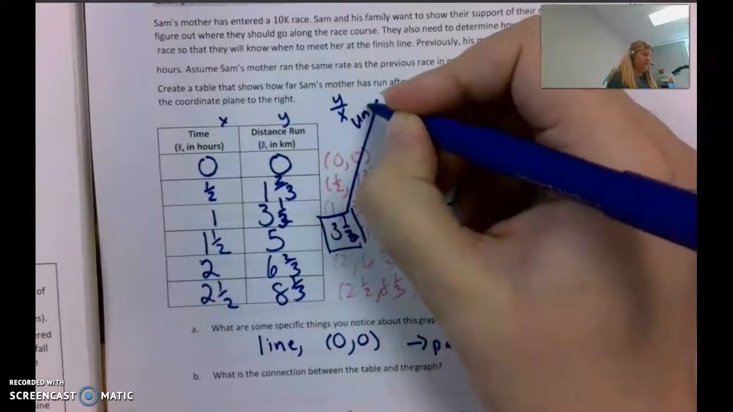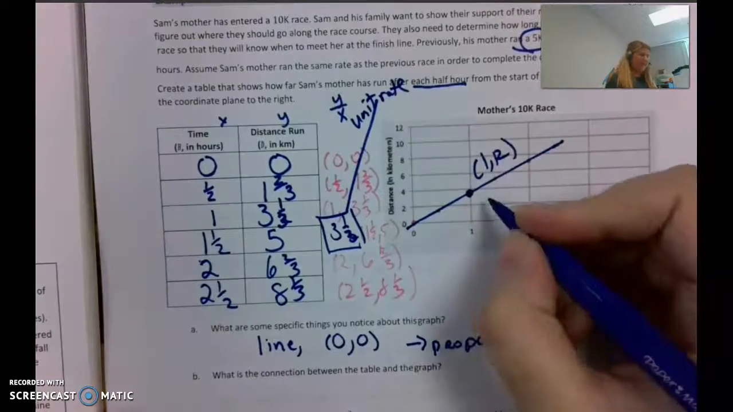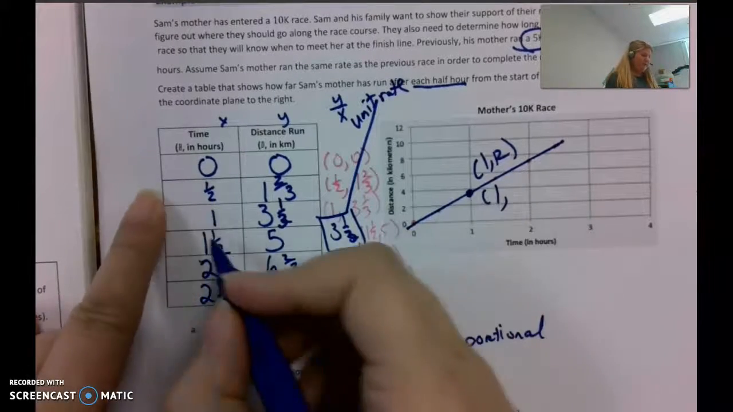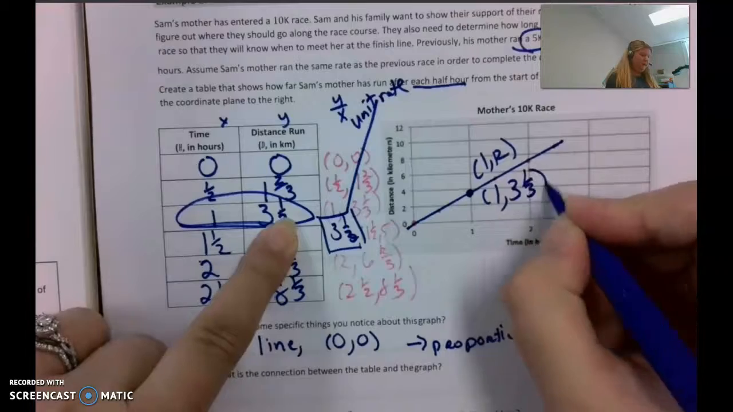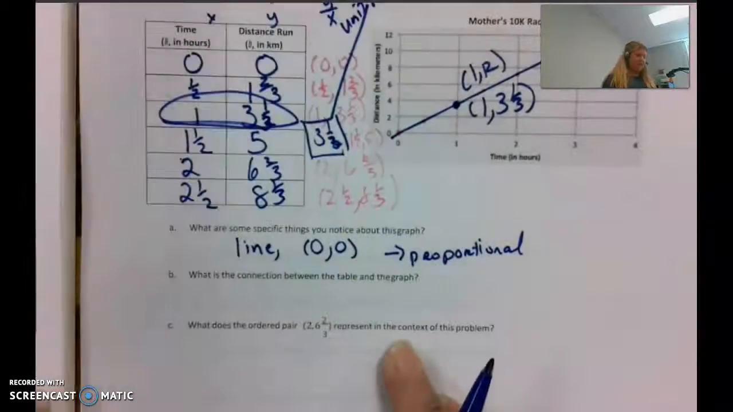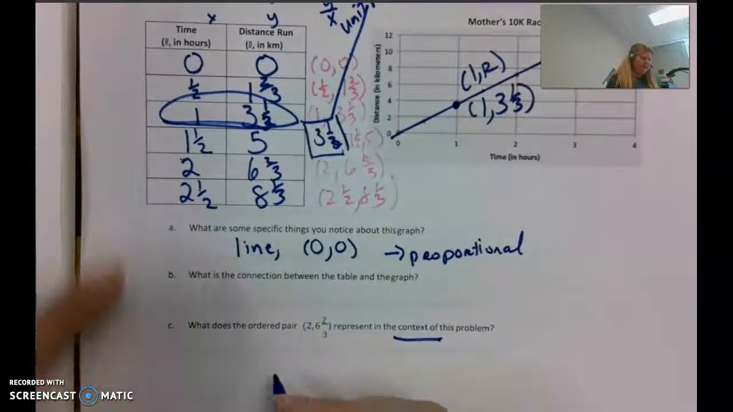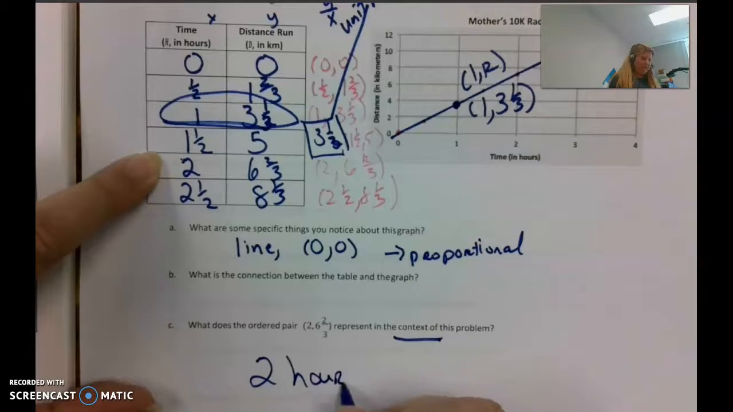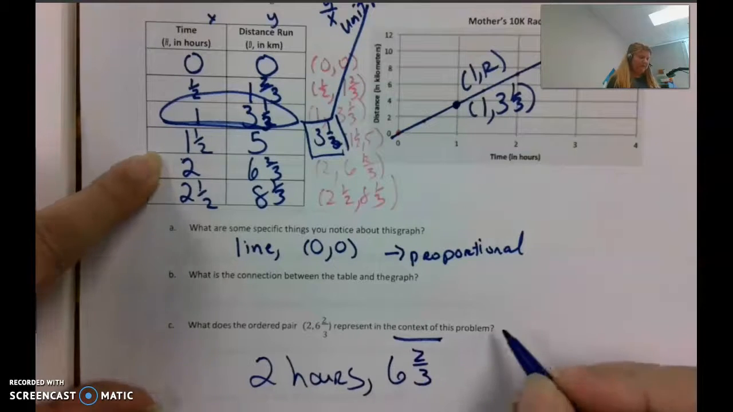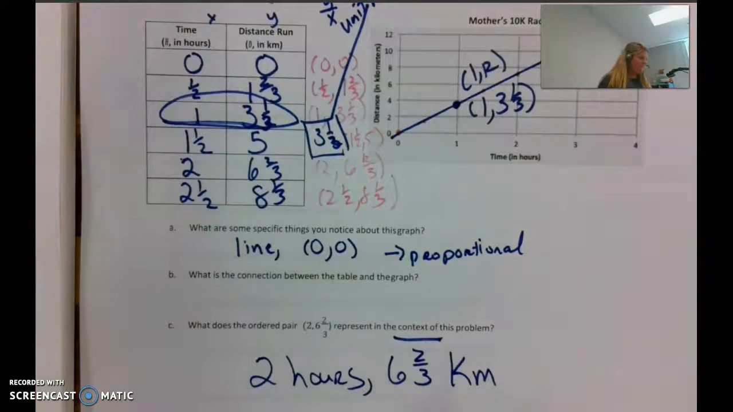This is my unit rate. My unit rate is also here at this point (1, r) that we've talked about, and in this situation it's 1, 3 1/3. So it's also here in the table. And then what does this particular point represent in context of the problem? So in this situation, it would be 2 hours, 6 2/3 kilometers. In other words, Sam's mom can run 6 2/3 kilometers in 2 hours.